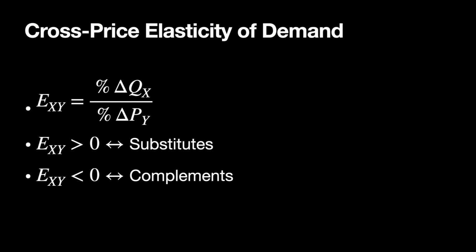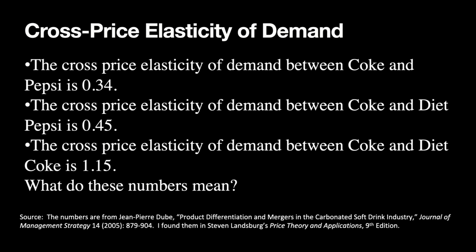That is, when the price of Y goes up, the demand for good X also increases. If the coefficient is positive and the price of Y goes down, then the demand for X will also decrease. When the goods are complements, the change in the price of good Y is inversely related to the change in the demand for good X. If the price of Y increases, the demand for X will decrease. Here are some real-world cross-price elasticity coefficients between Coke and Pepsi. The cross-price elasticity of demand between Coke and Pepsi was 0.34 in 2005. The fact that this number is positive implies that they are substitutes.